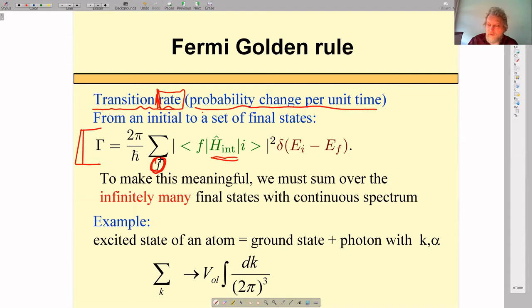Right. And what do we have for each? We have the squared matrix element of interaction between the initial state and each final state. And in addition to this, we have a very important and somehow strange element. It's a delta function of energy. The message is that energy must be conserved in the course of the transition. So the energy of the initial state must be the same as the energy of the final state.